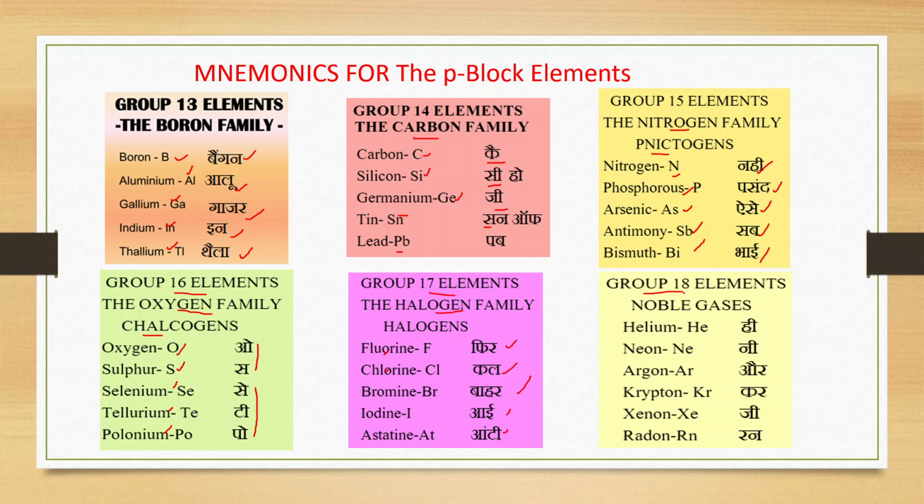Group 18 elements are known as noble gases: helium, neon, argon, krypton, xenon, radon. They can be remembered as HeNe, Ar, Kr, Xe, Rn.